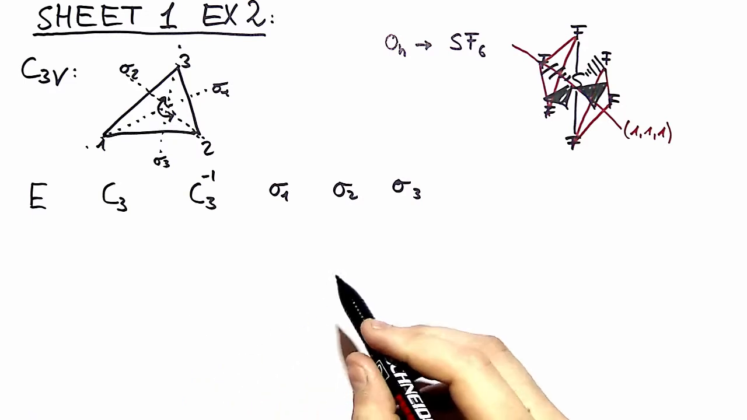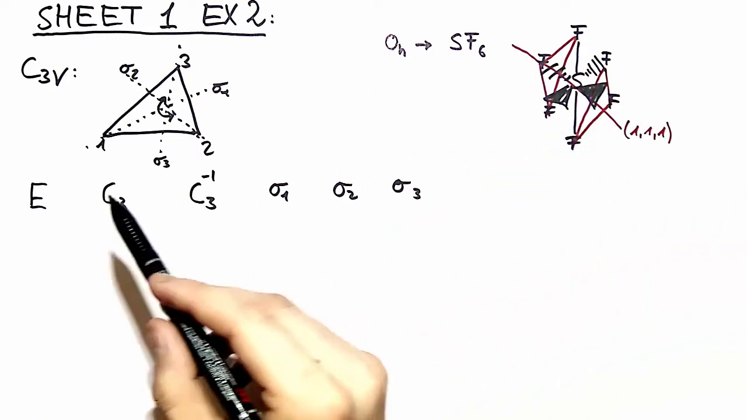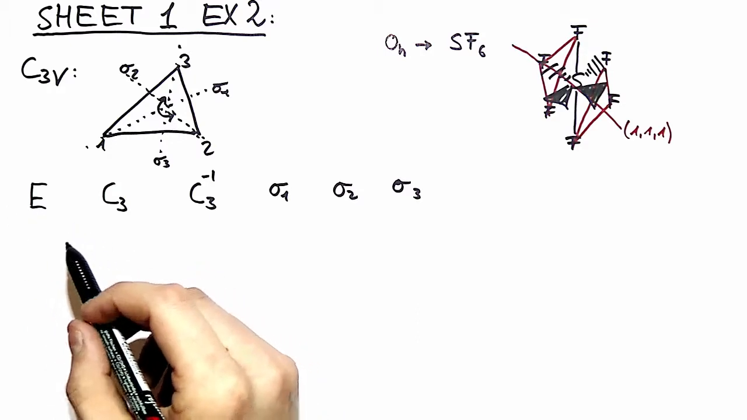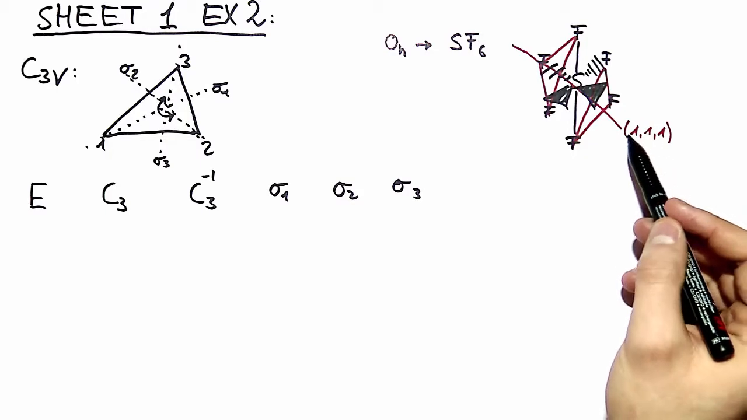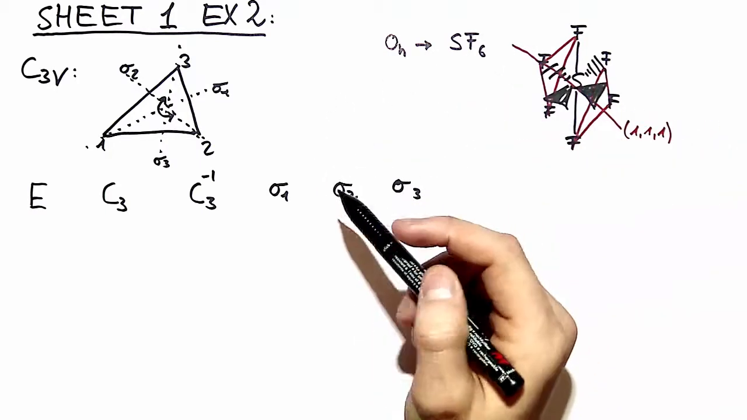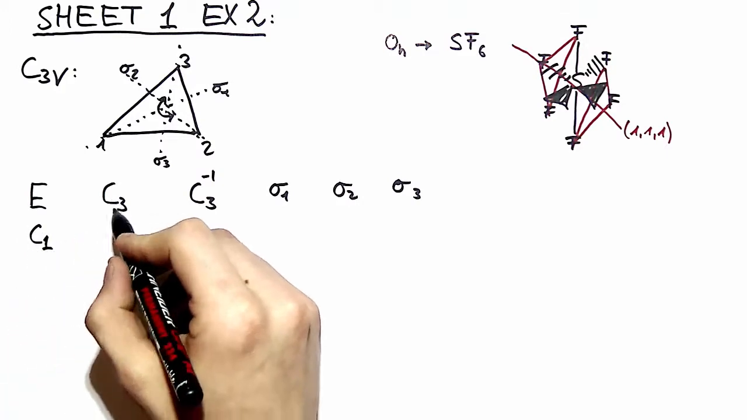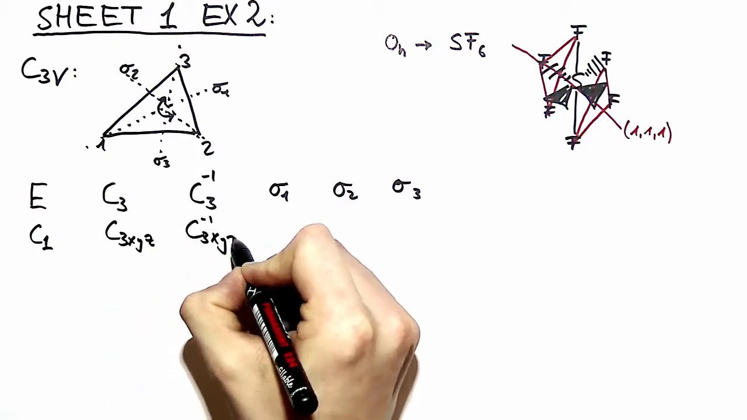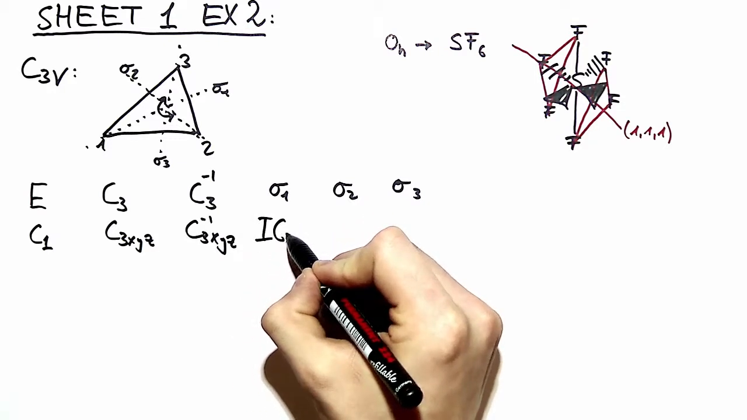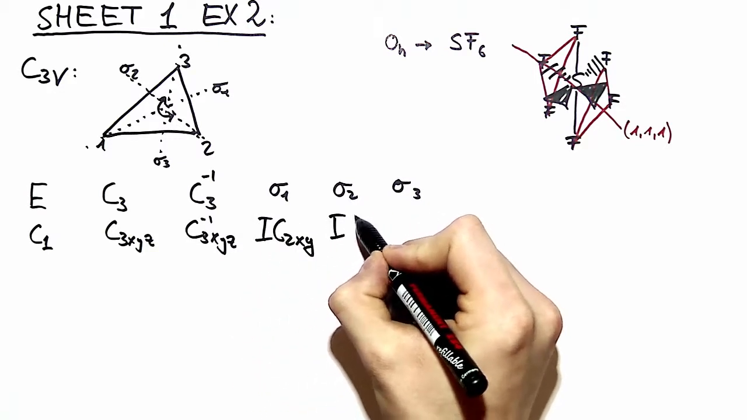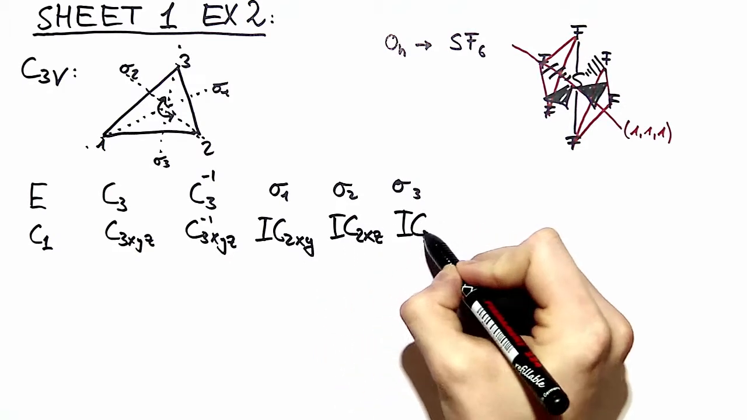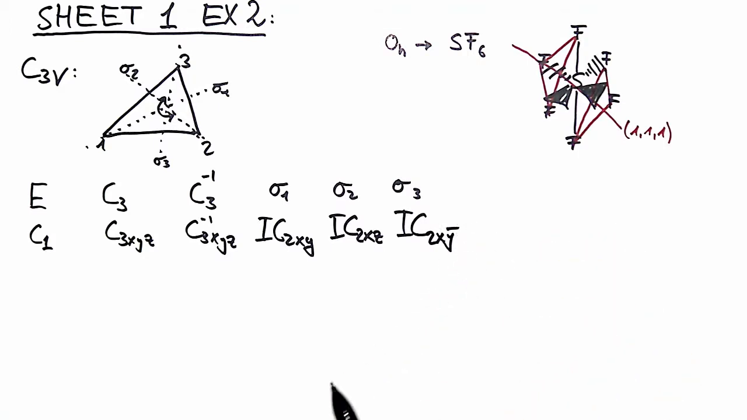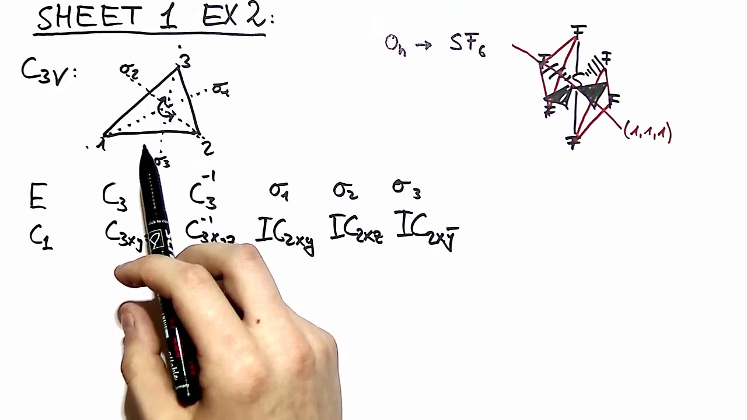All we do now is look at table 1.1 and make out the symmetry operations defined by the coordinate transformation to the axis 1, 1, 1, which is perpendicular to our triangle. And we find that this is C1, of course. This is C3, x, y, z. This is C3 to the minus 1, x, y, z. This is inversion times C2 xy, this is inversion times C2 xz, and this is inversion times C2 xy bar. This was in fact the most difficult part of the exercise; the remaining two components of describing the symmetry operations of C3V are fairly easy.